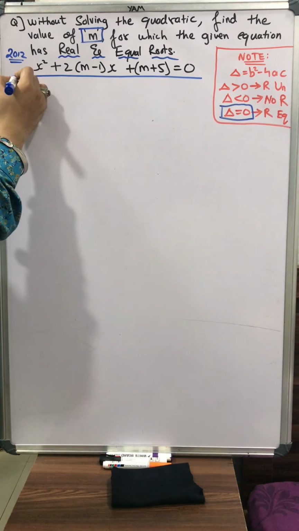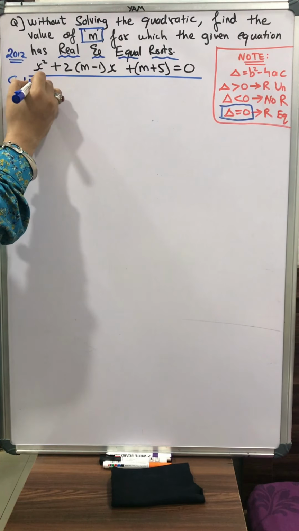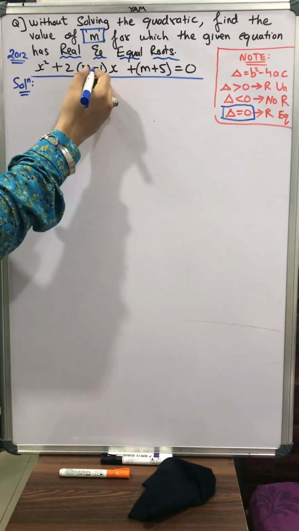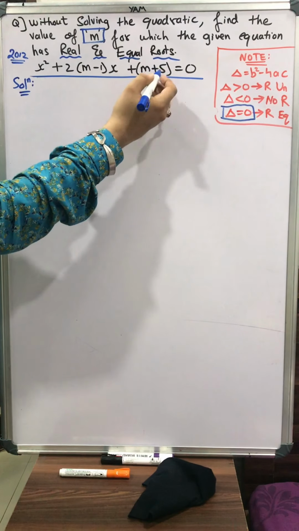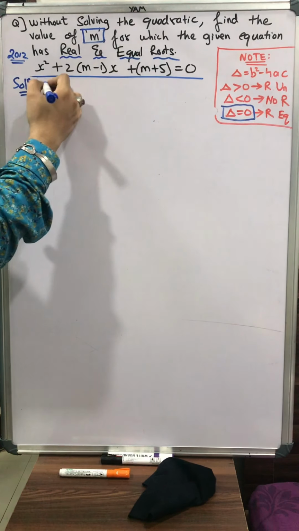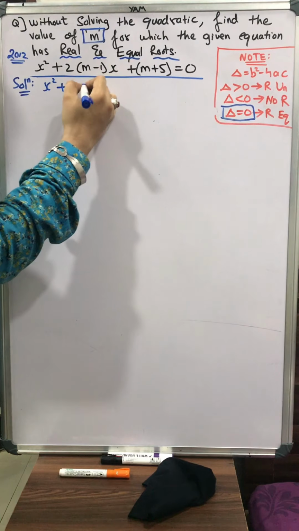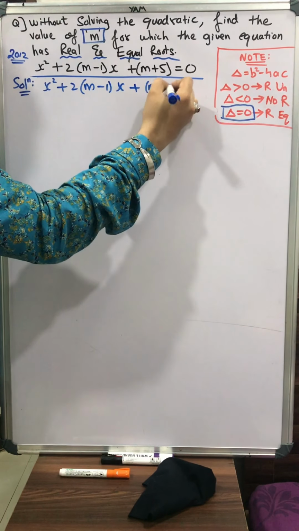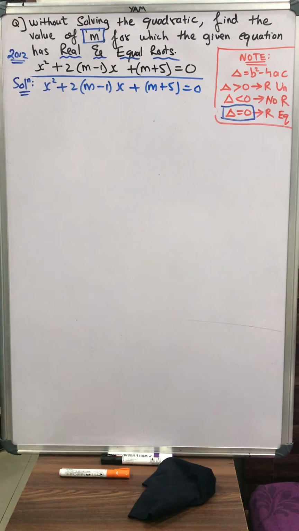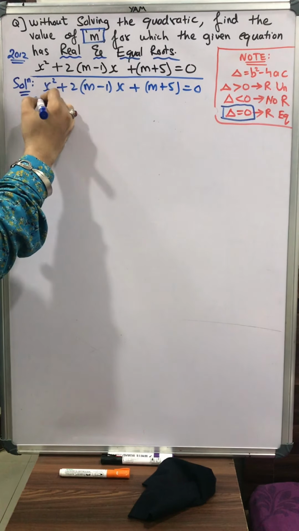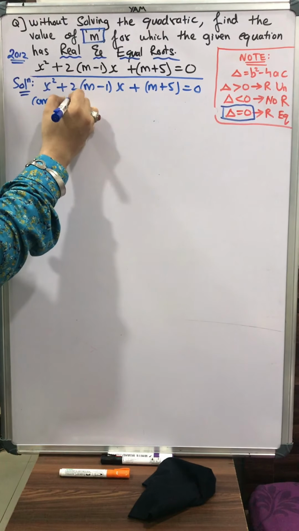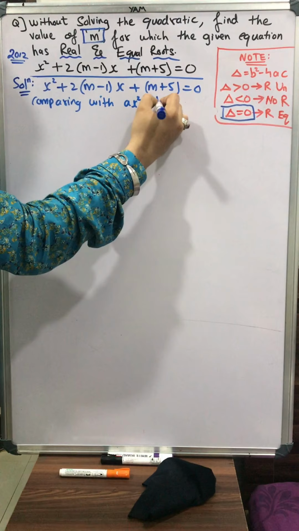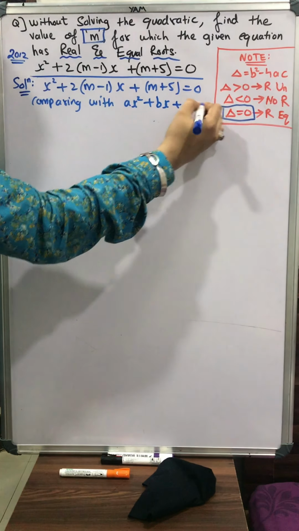Okay, now starting with the solution part. Solution, this is my quadratic: x square plus 2 into m minus 1 into x plus m plus 5 is equal to 0. I'll copy it down. x square plus 2 into m minus 1 into x plus m plus 5 is equal to 0. Okay, so now let's compare it with ax square plus bx plus c equals 0.